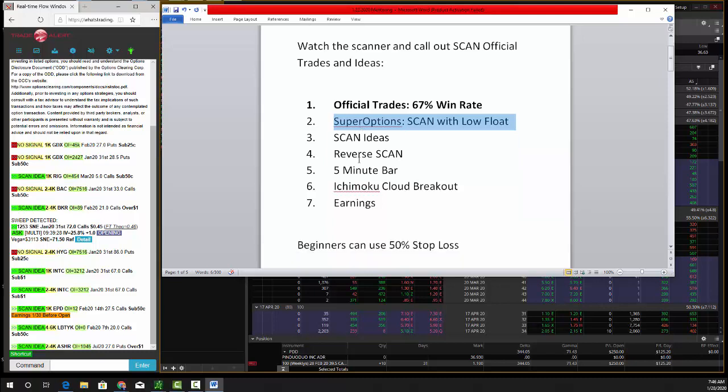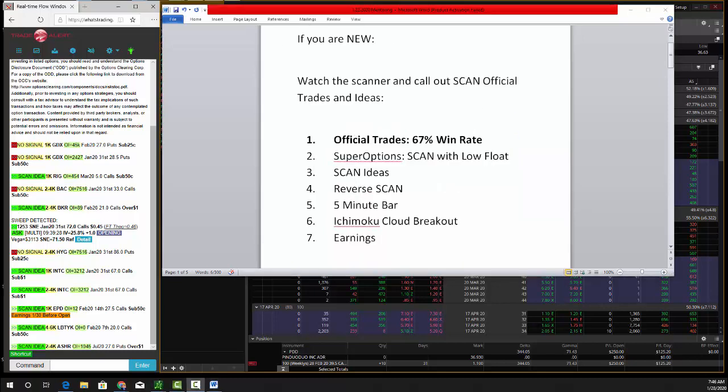And I'll probably take something on earnings today. So this is the perfect breakdown, okay? Only take the official signals until you start making money. Then you can go to super options. Then you can go to scan ideas. Then reverse scan, then the 5-minute bar. I pound this in your head every single day, okay? Don't be trading earnings unless you're making money on everything else, okay? So that is your hierarchy of what you want to be trading.